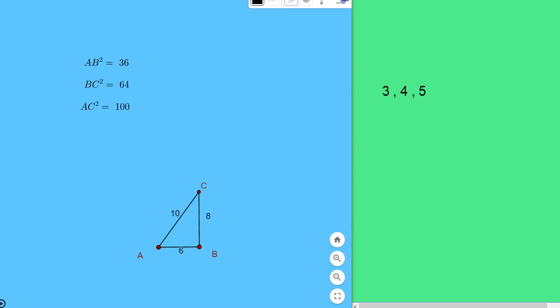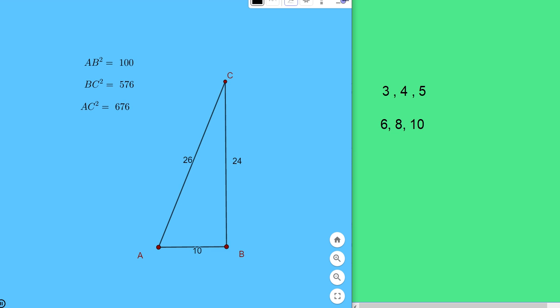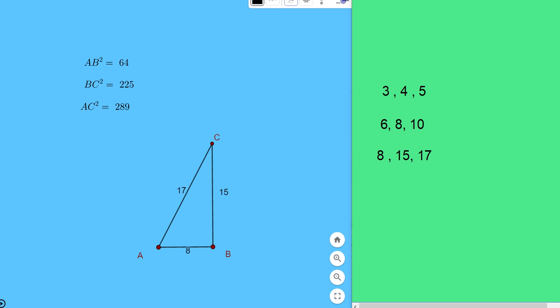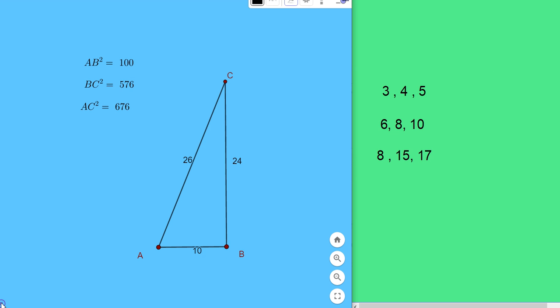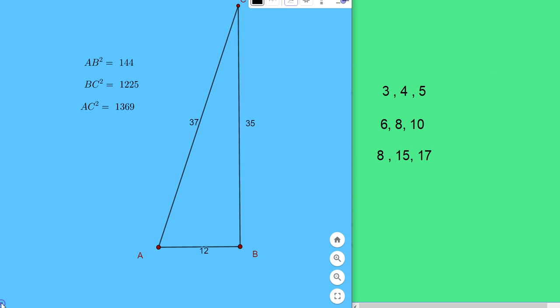Another Pythagorean triplet is 6, 8 and 10. The other one is 8, 15 and 17. Then 10, 24, 26, 12, 35, 37 all are Pythagorean triplets.